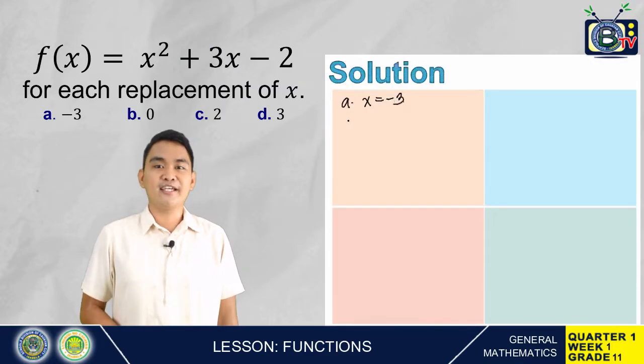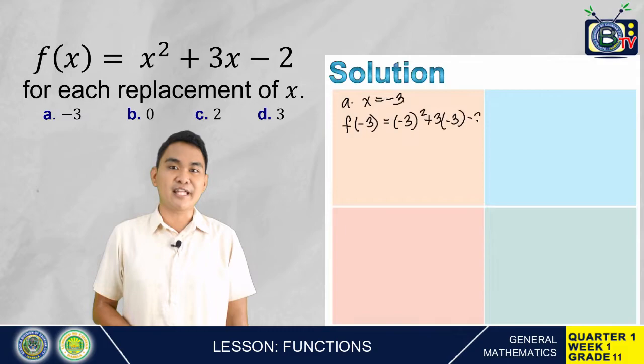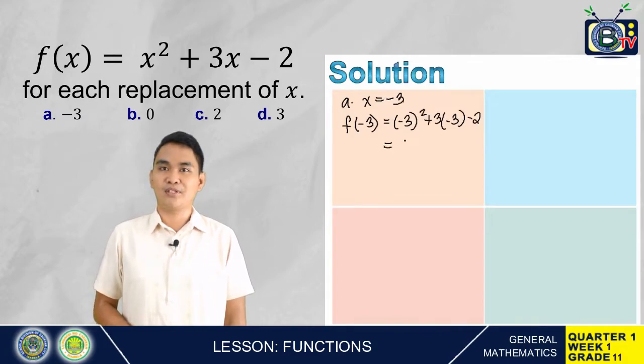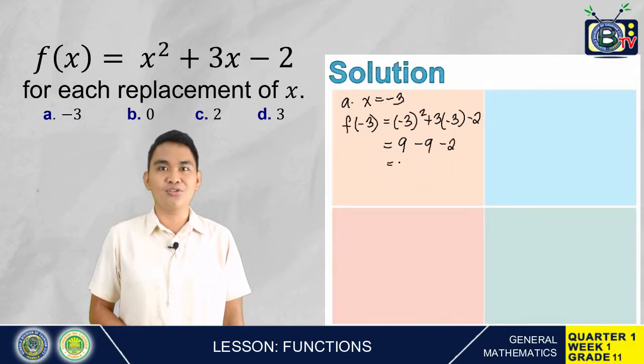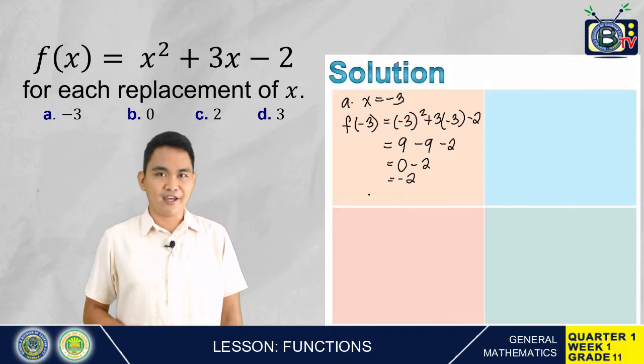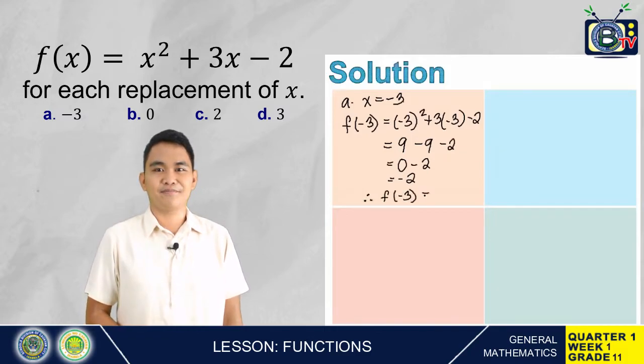For letter A, if x is equal to negative 3, then f of negative 3 is equal to the square of negative 3 plus 3 times negative 3 minus 2. Simplifying further, we have 9 minus 9 minus 2, which is equal to negative 2. Therefore, f of negative 3 is equal to negative 2.